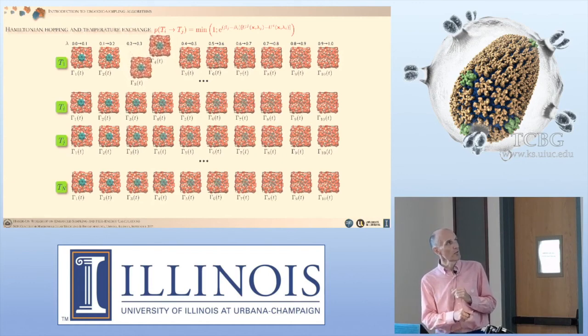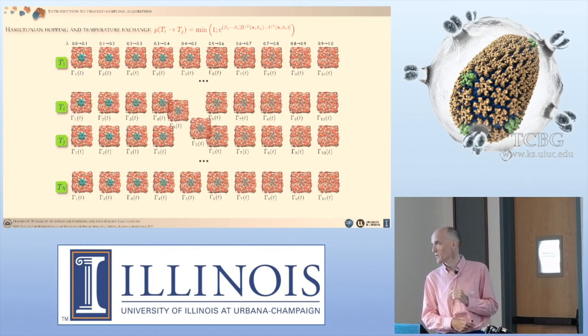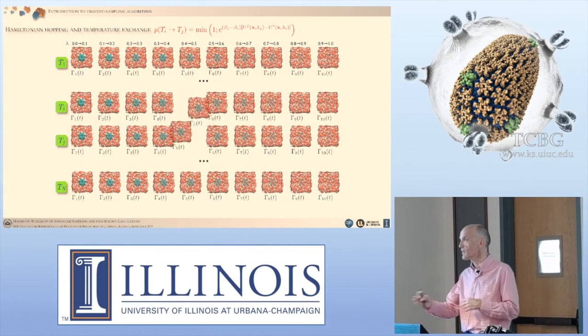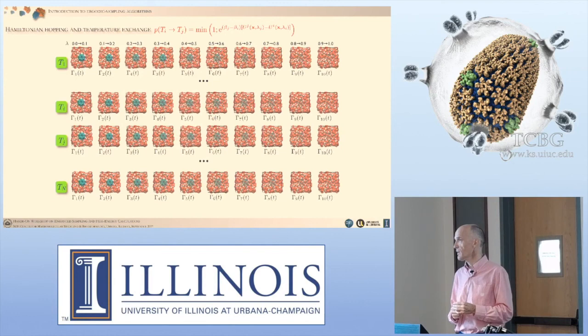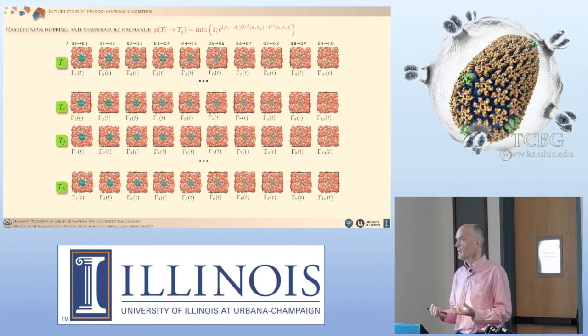So you're swapping in lambda space, but you're also swapping in temperature space. So you can do that alternatively. But it's always the same idea. The same idea is to make high temperature configurations available to the ensemble at low temperature.